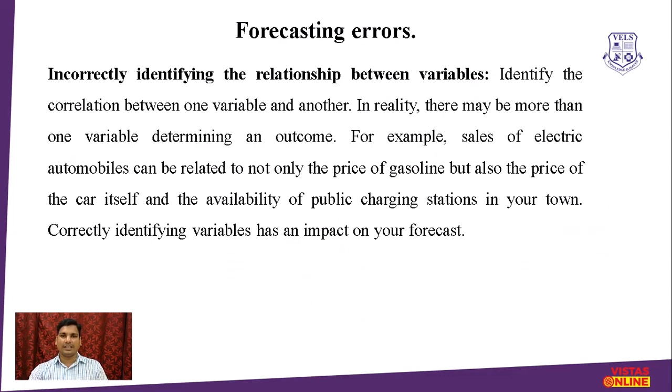Forecasting errors, continued: incorrectly identifying the relationship between the variables. We need to know the interrelationship between variables. The correct variable we need to forecast has to reach the customers. When you are making an assumption about sales of electric automobiles, it should be related to a comparison with gasoline prices.